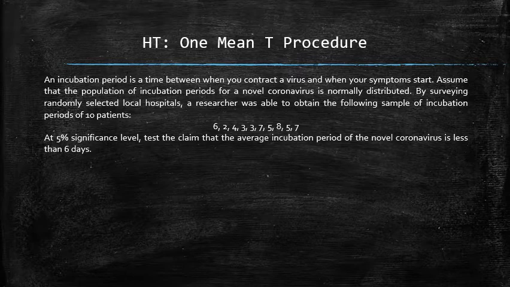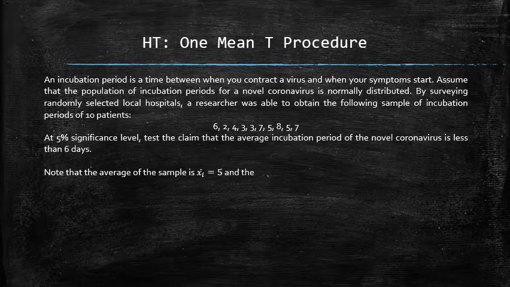At 5% significance level, test the claim that the average incubation period of the novel coronavirus is less than 6 days. First, let's note that the average of the sample is 5. And since the population standard deviation is not given, we compute the sample standard deviation instead. It is equal to 2.